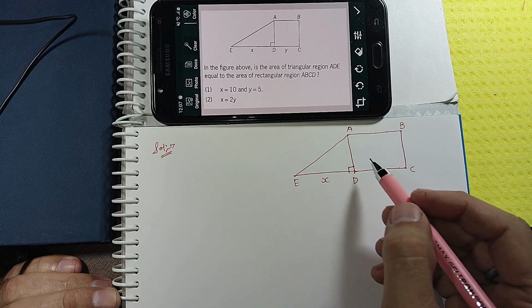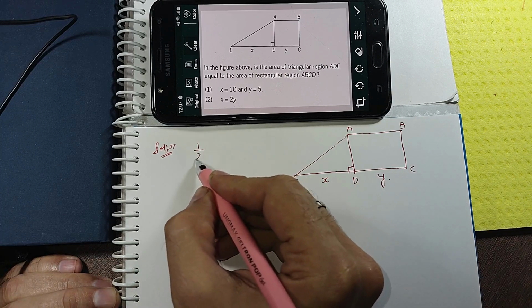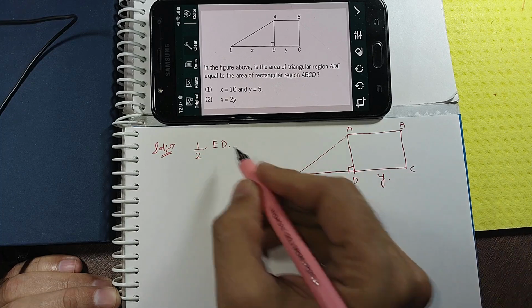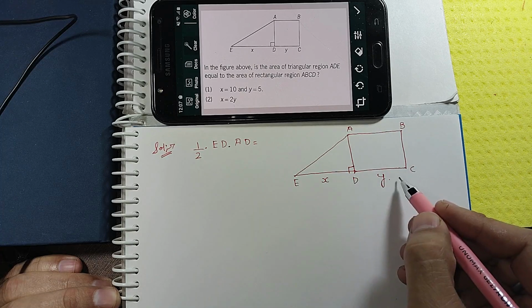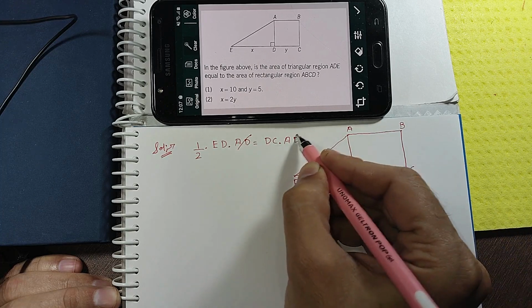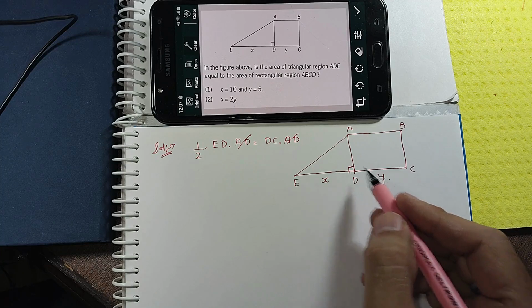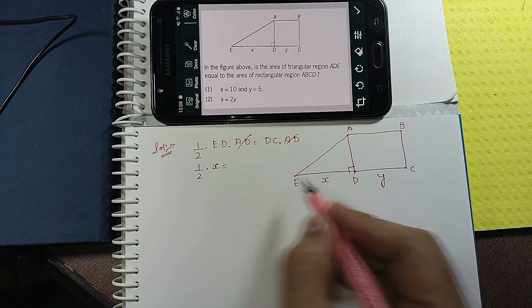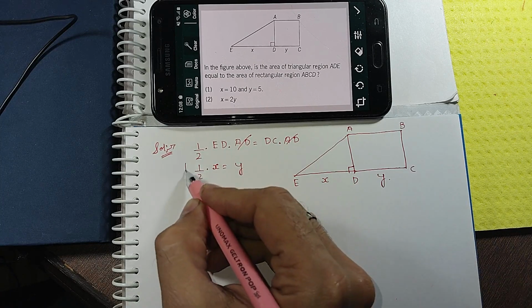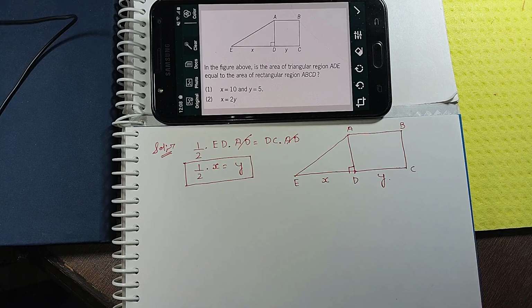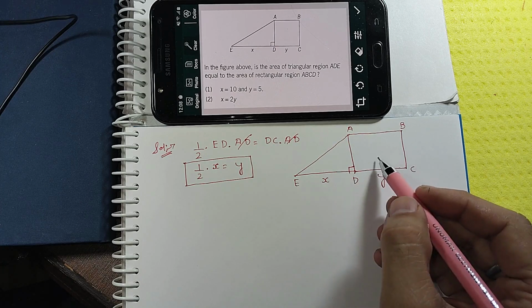Now the area of this right triangle will be equal to 1 by 2 multiplied by base, which is ED, multiplied by AD, which is perpendicular, and the area of this rectangle will be equal to DC into AD. So AD and AD get cancelled, because the area of a rectangle is length into breadth. So 1 by 2 ED is basically X, and DC is Y. So basically we need to find whether 1 by 2 X is equal to Y. If this is true, then your answer is yes, the area of this triangle is equal to this rectangle.